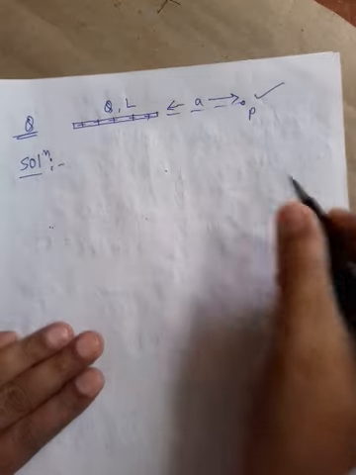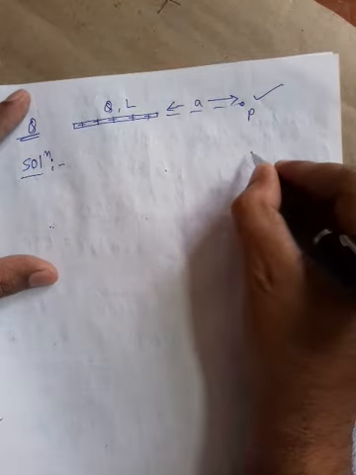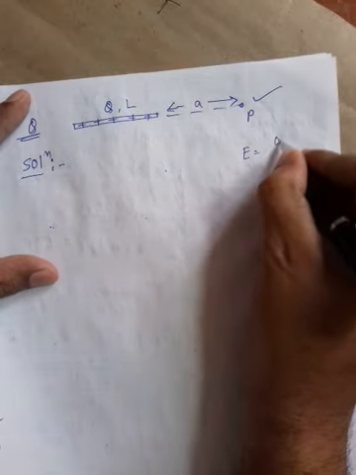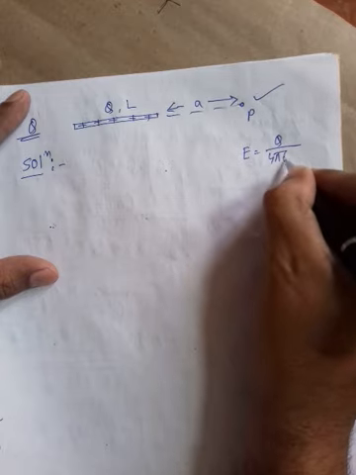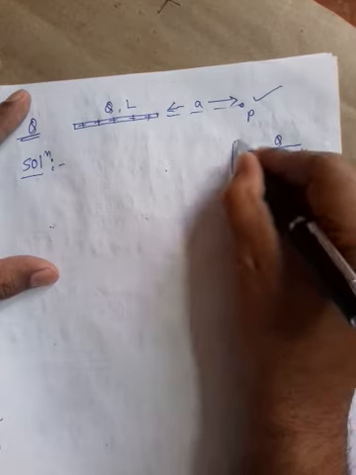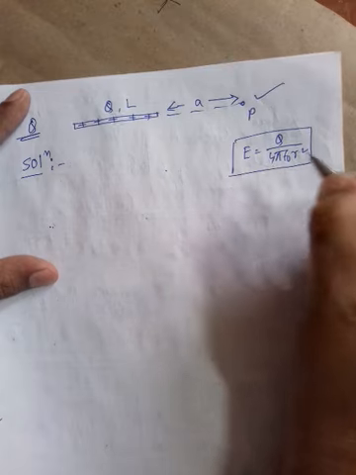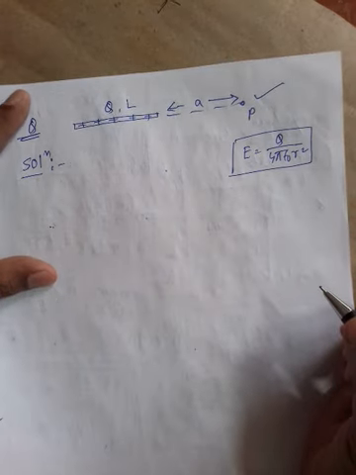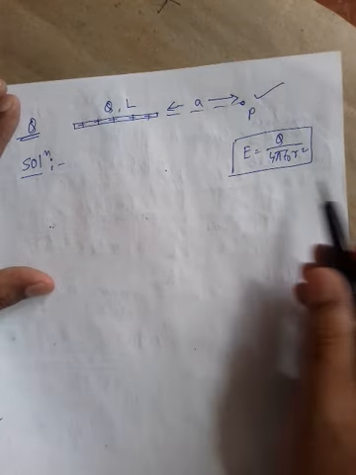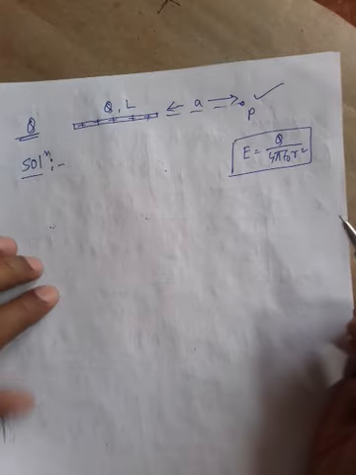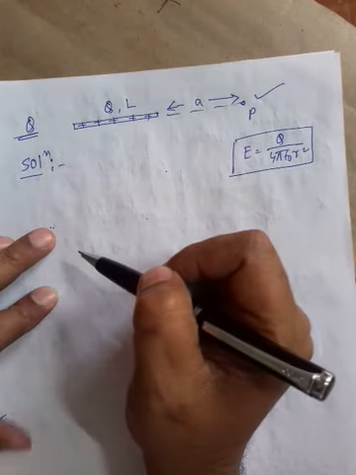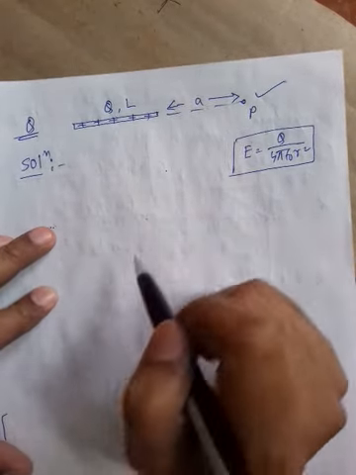Look at. We know field is given by a formula like this: Q by 4 pi epsilon naught R square. But be careful, this is the formula for a point charge. Field because of a point charge at a point is given by this formula. But we have to calculate field because of this rod. So for the rod, this formula is not applicable.